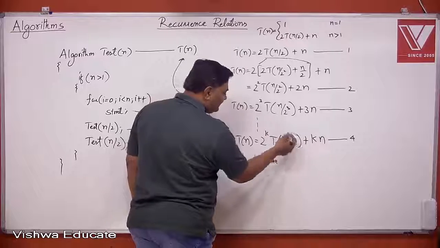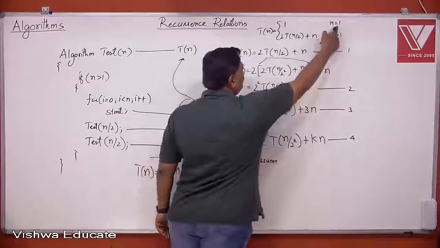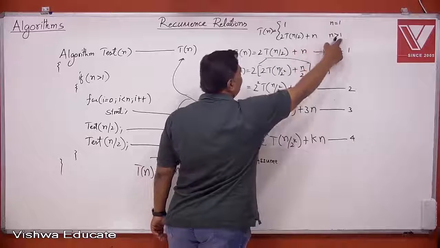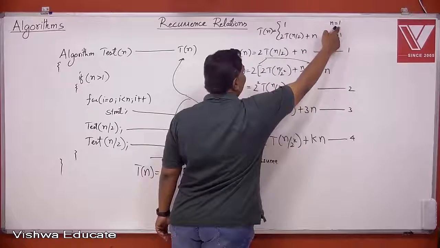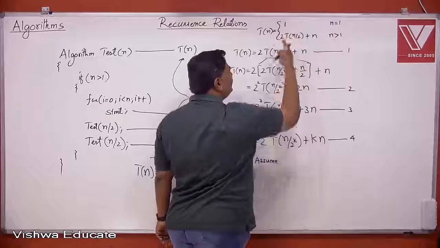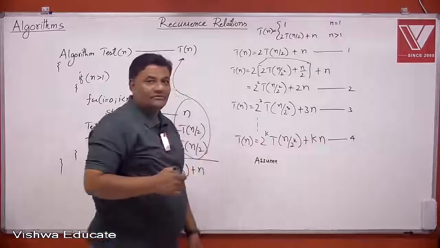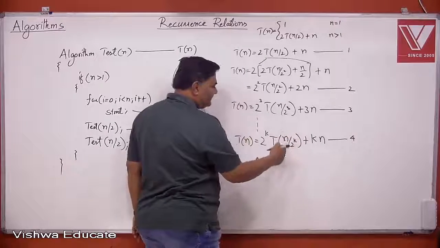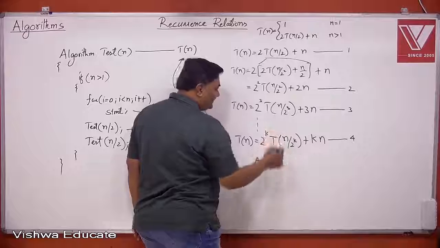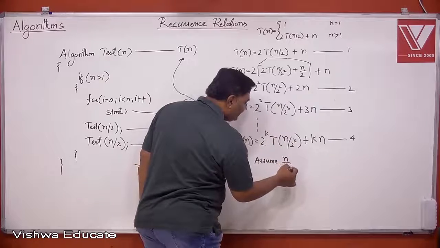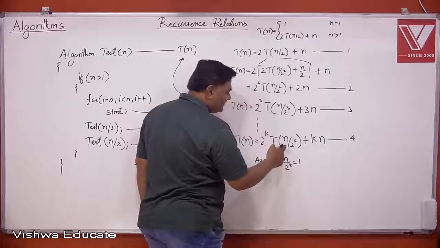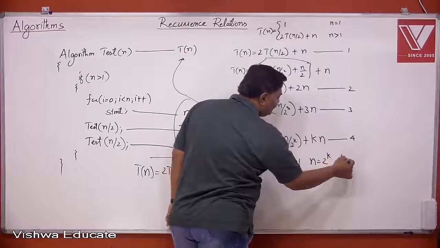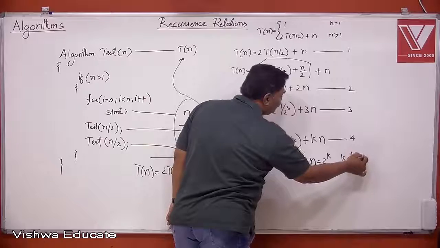Now assume what we were assuming. We were assuming that this has reached till 1, because for Tn, this is the large value, for n greater than 1. This is a small value, n equal to 1, and the answer we know is 1. So direct answer we know for a small value. So we are assuming that we have to go on reducing this till it has reached 1. So we assume that n by 2 power k is equal to 1. This has become 1. So n will be equal to 2 power k and k will be equal to log n base 2.